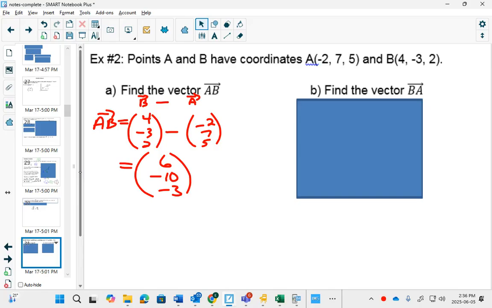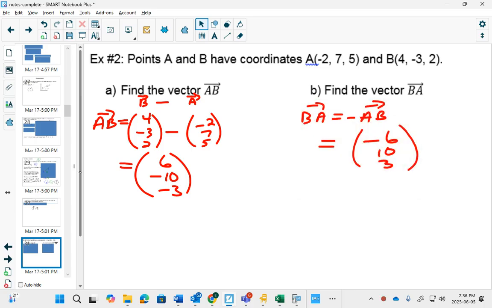And I do this and I got 6, negative 10, negative 3. And if you wanted to find the length of that, you could just do the square root of 6 squared plus 10 squared plus 3 squared. And you'd have its length right away. If that's A to B, B to A has to be exactly the same, but just in the opposite direction. So now it would be negative 6, 10, and 3.